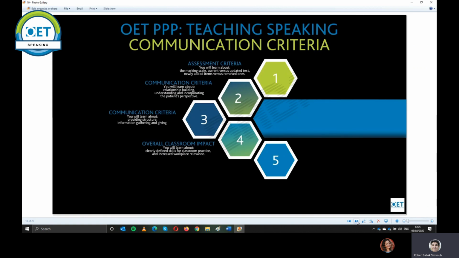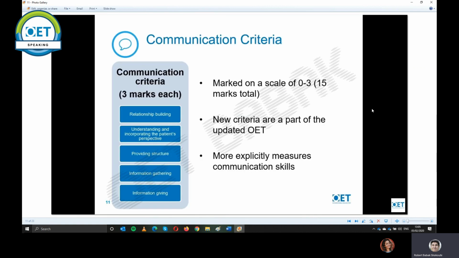So we go to the communication criteria. This is fairly new, and it's part of the updated OET, for a couple of years or so. Basically, they want to see what your communication skills are like, and each of these has 3 marks, so that is 15 in total. The other one was 24. This is 15.